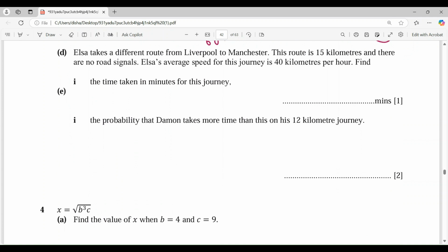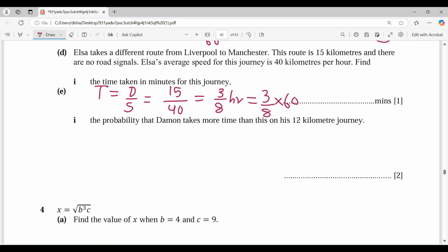Now, similar question here. We have the route is 15 kilometers and her speed is 40 kilometers per hour. So time is equal to distance upon speed. Distance is 15 kilometers upon speed is 40. So that is equal to 3 upon 8 hours. I want to convert it into minutes. So 3 by 8 into 60. So that will give me 22.5 minutes.